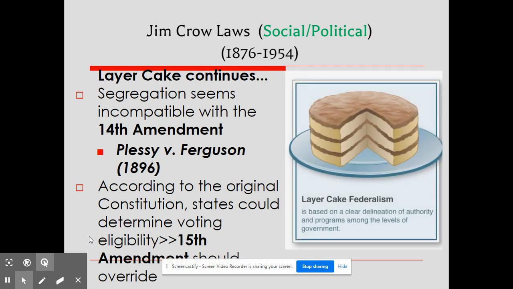And again, the federal government was not enforcing its own amendments. So this means layer cake federalism is continuing, and the states are really, in many ways, holding the day, especially when it comes to the social and political rights of minorities in this country.